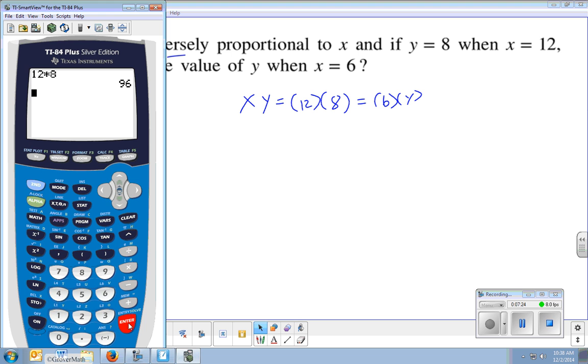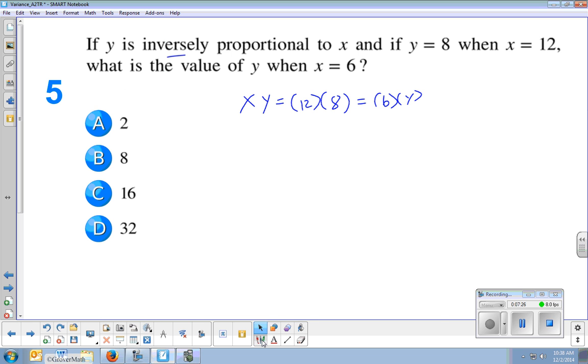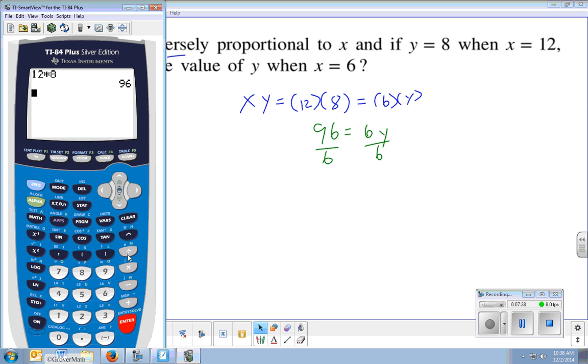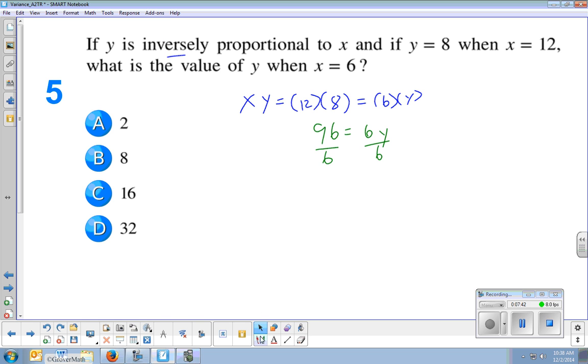So 12 times 8 is 96. So I know my product has to be 96. And so 6 times y equals 96. Well, little simple division here. Divide by 6, divide by 6, divide by 6, and we're getting 16.